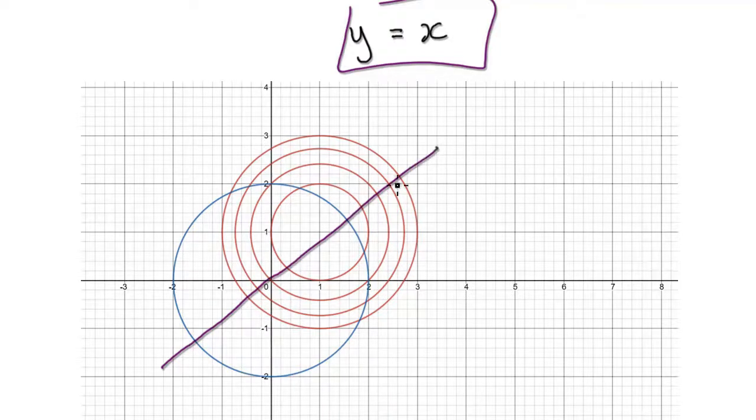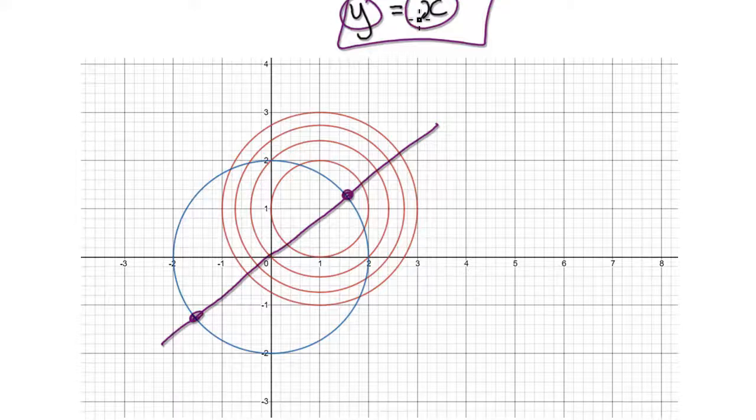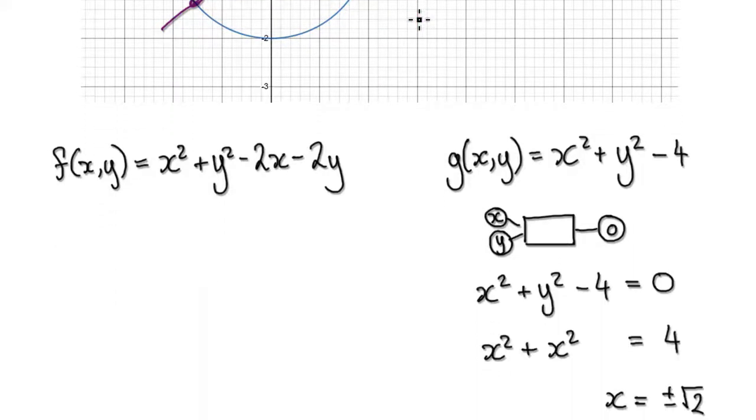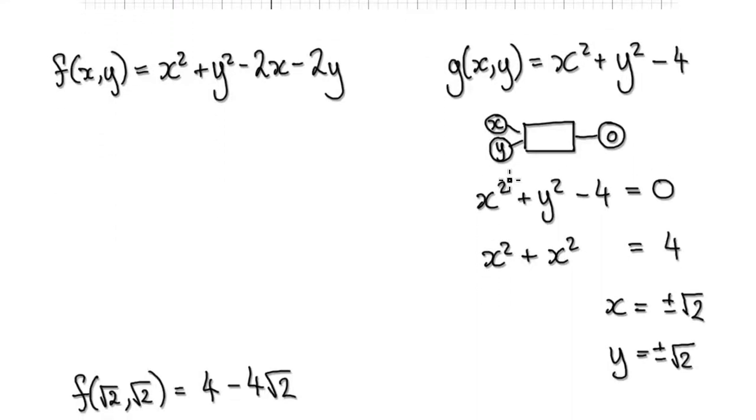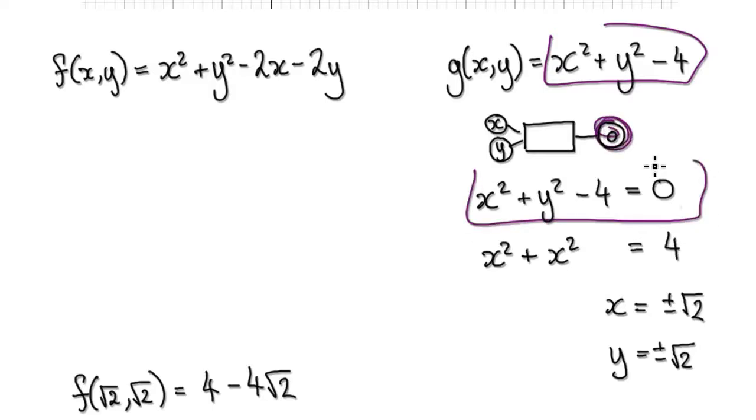And don't forget, we have to live on the blue circle. So we are looking for this point and this point. Just remember, y must be the same as x. Well, if y must be the same as x, let's look back at our constraint. So looking at our constraint, is when it spits out a value of 0. So this is our constraint here.